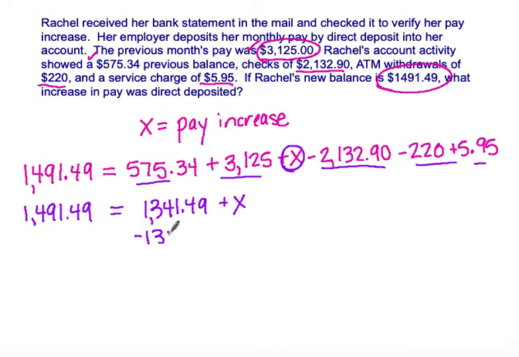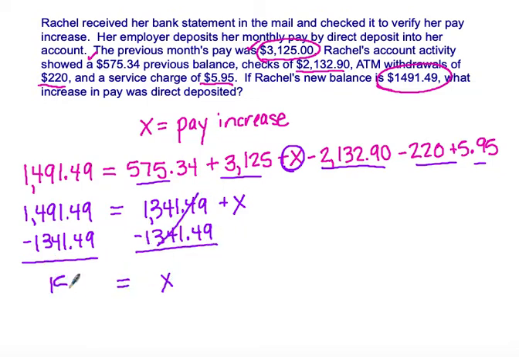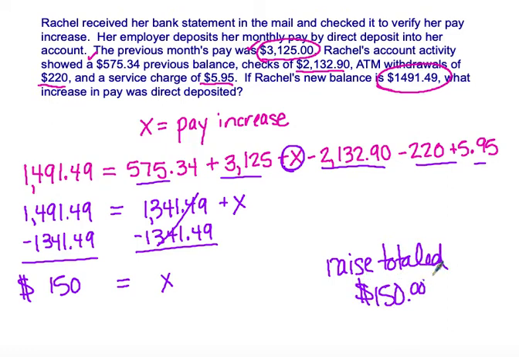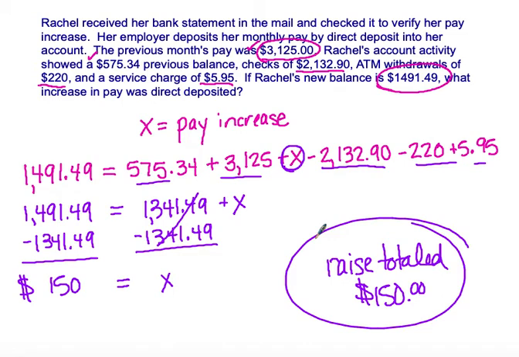So I'm going to subtract $1,341.49 from both sides. And I'm going to end up with a total of $150. So that means that her raise totaled $150. That was the extra money in her account.